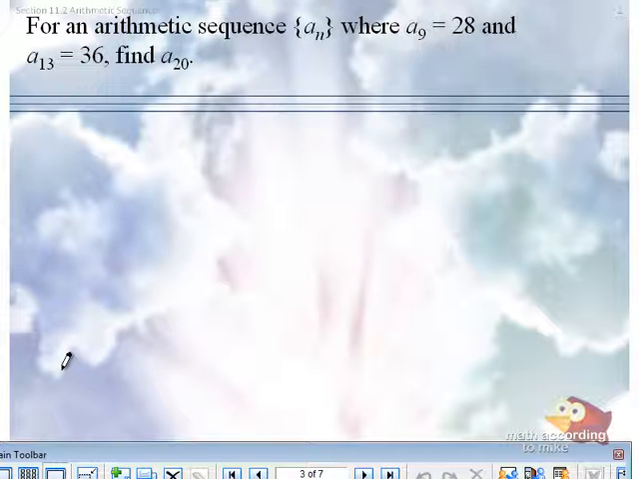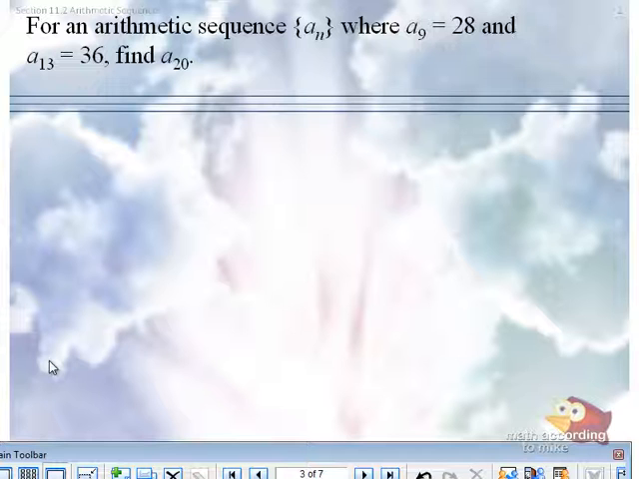For an arithmetic sequence, a sub n, where a sub 9 is 28 and a sub 13 is 36, find a sub 20. All right, there is a way of doing this using the fact that our general term is linear. However, that technique will not work on the next section when we see a similar problem.